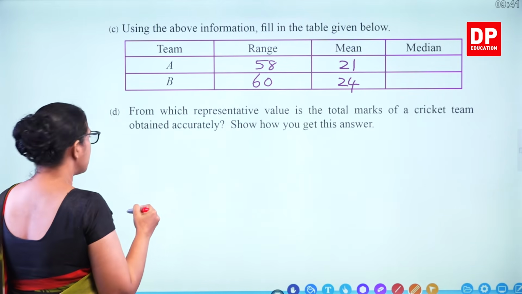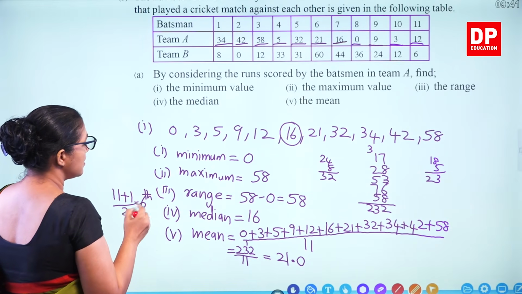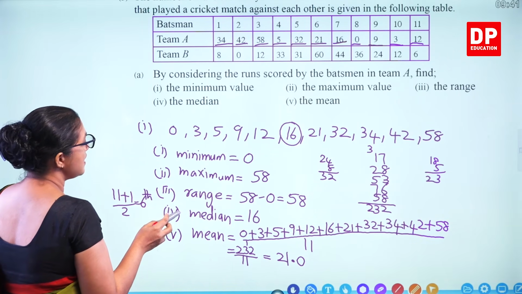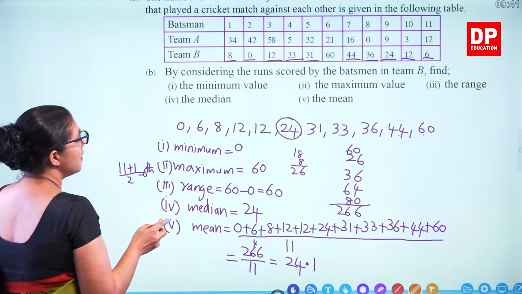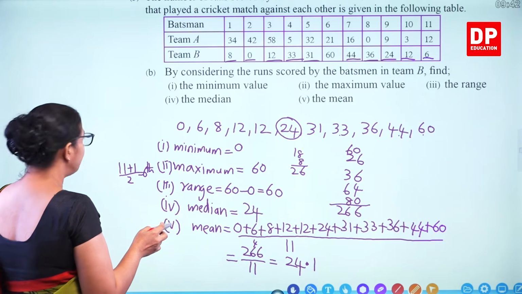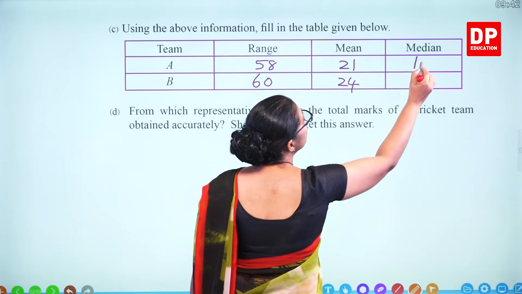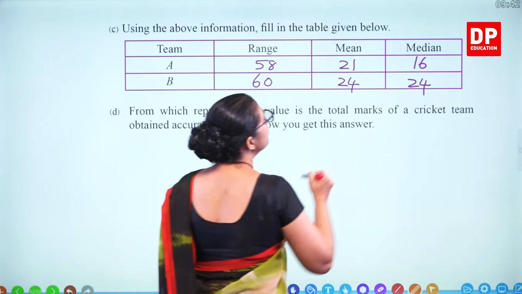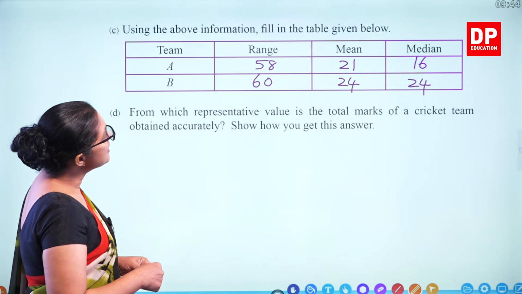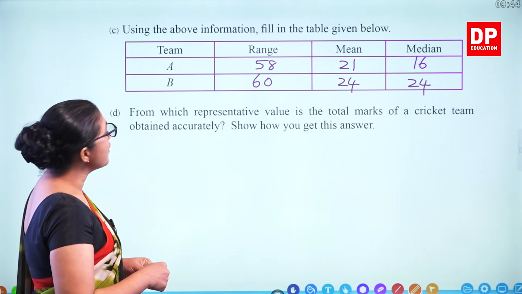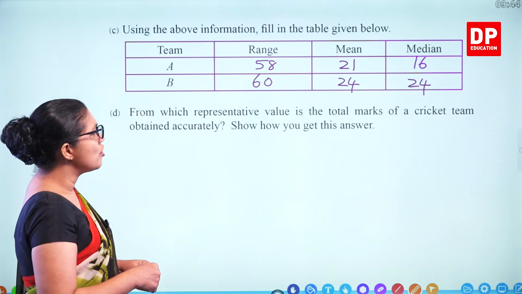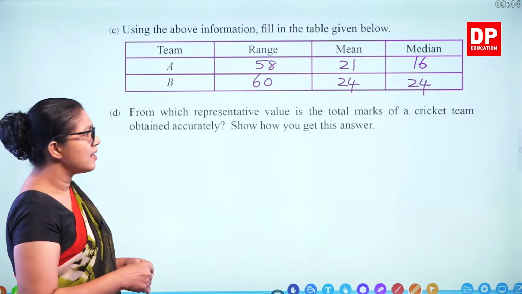Median: 16 and 24. From which representative value is the total marks of a cricket team obtained accurately? Show how you get this answer.